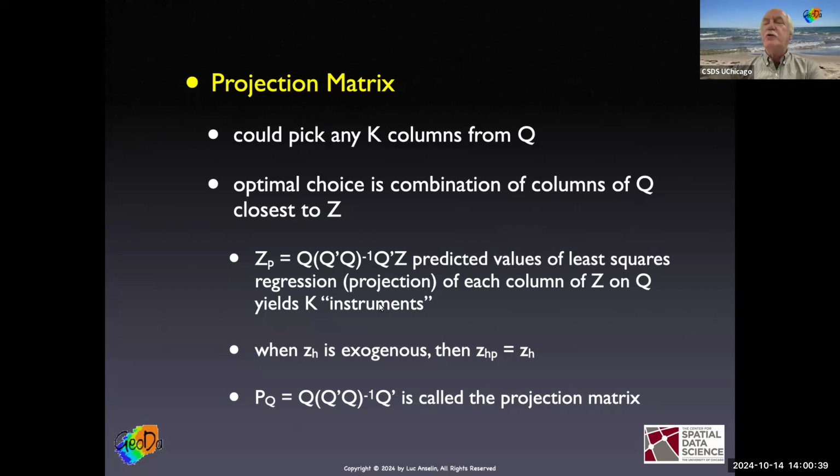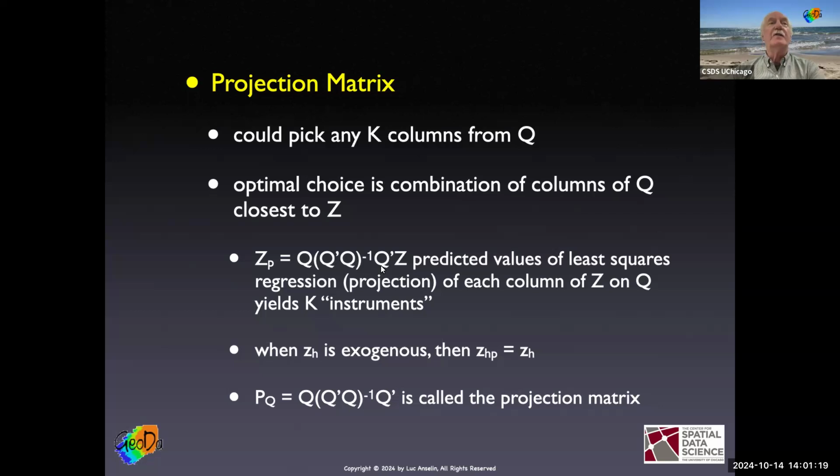So as I mentioned, the optimal choice is the combination that is closest in a least square sense. And so if we look at this monster here, what does this do, right? There's a lot of Q's in here, and there's Z. So for each column of Z, we have this expression, which is OLS. So this is X prime X inverse, X prime Y. The role of Y is played by each column in Z.